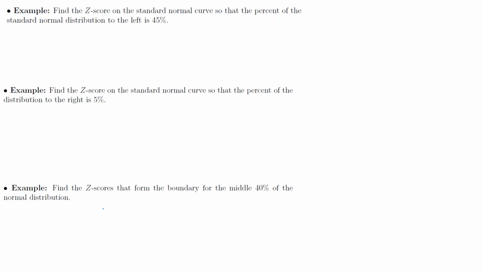One other thing we want to be able to do using technology is to find the z-score on the standard normal curve for particular percents of the distribution. In this case it says find the z-score if the percent to the left is 45%. So let's sketch a picture of what we're wanting here.